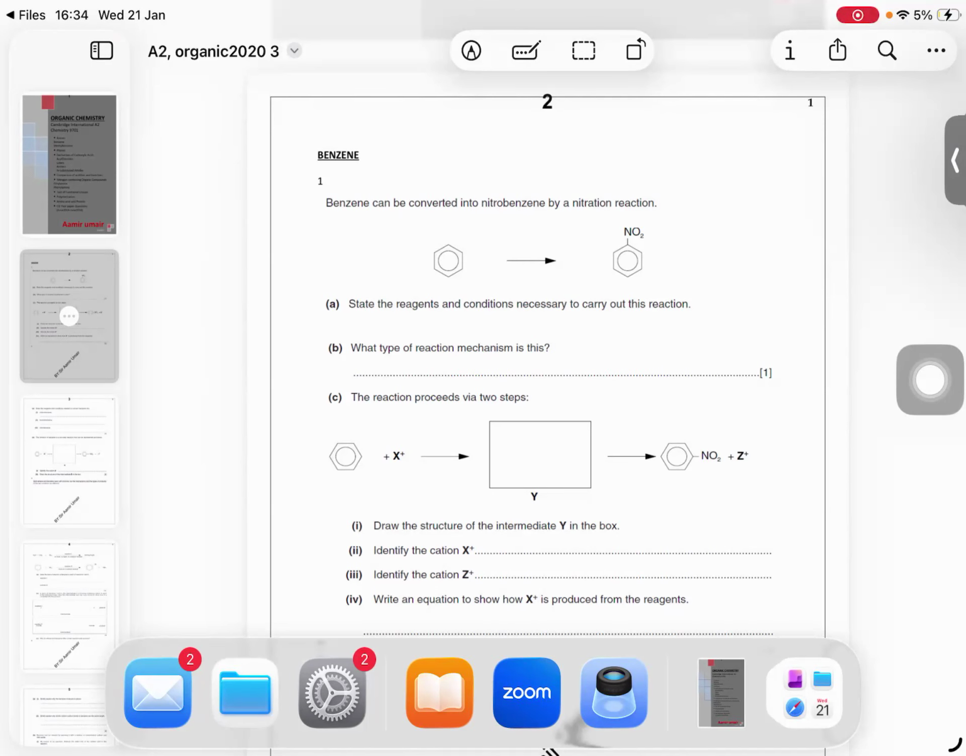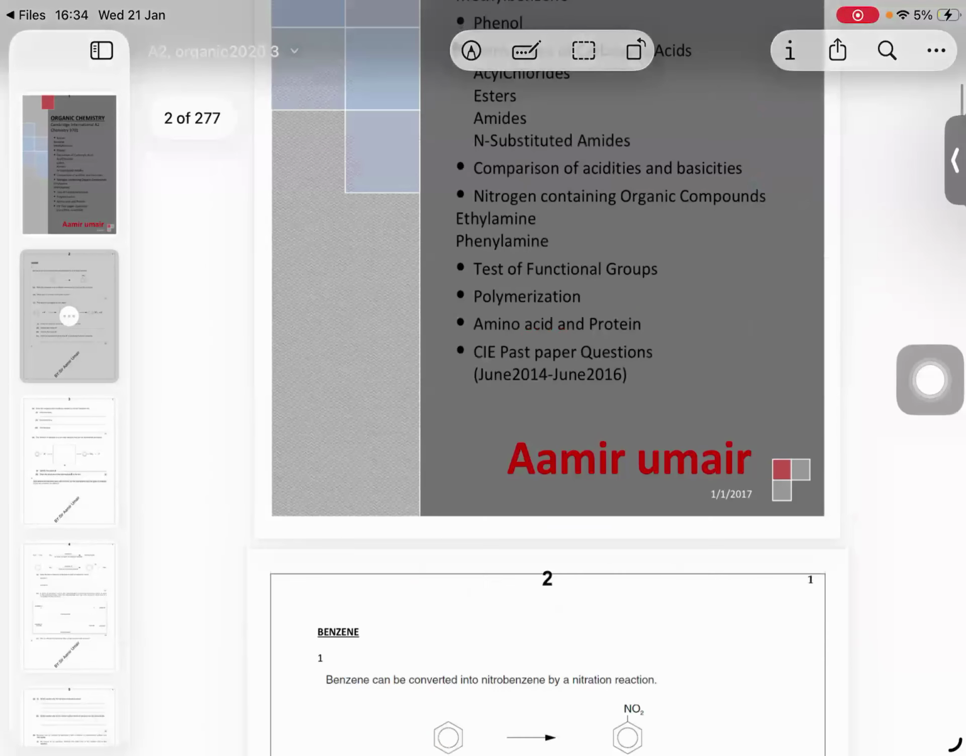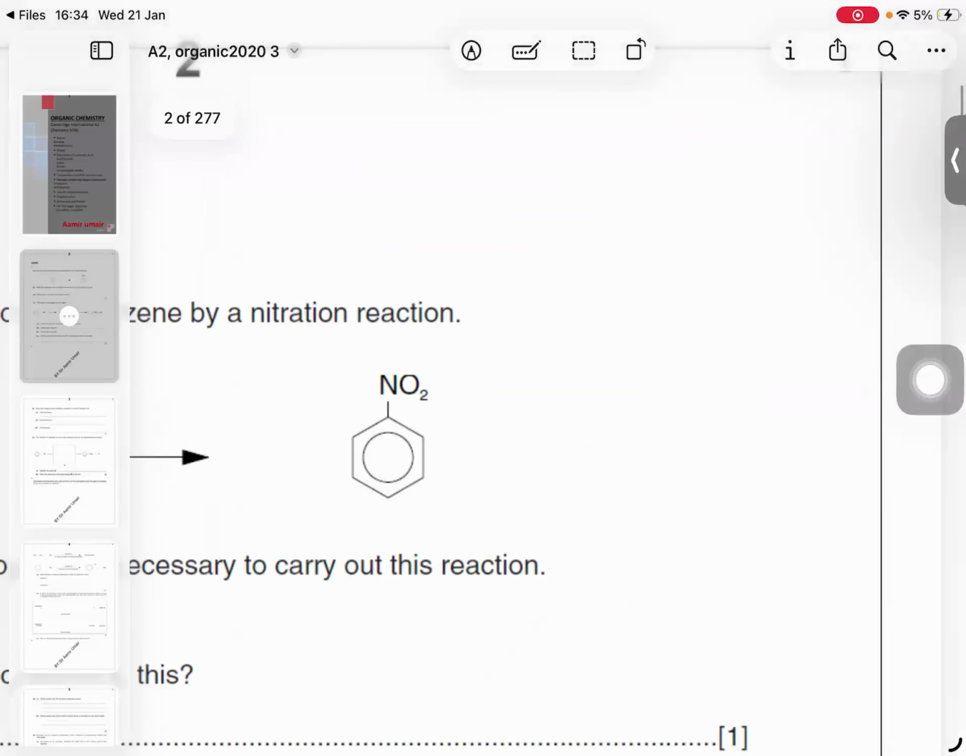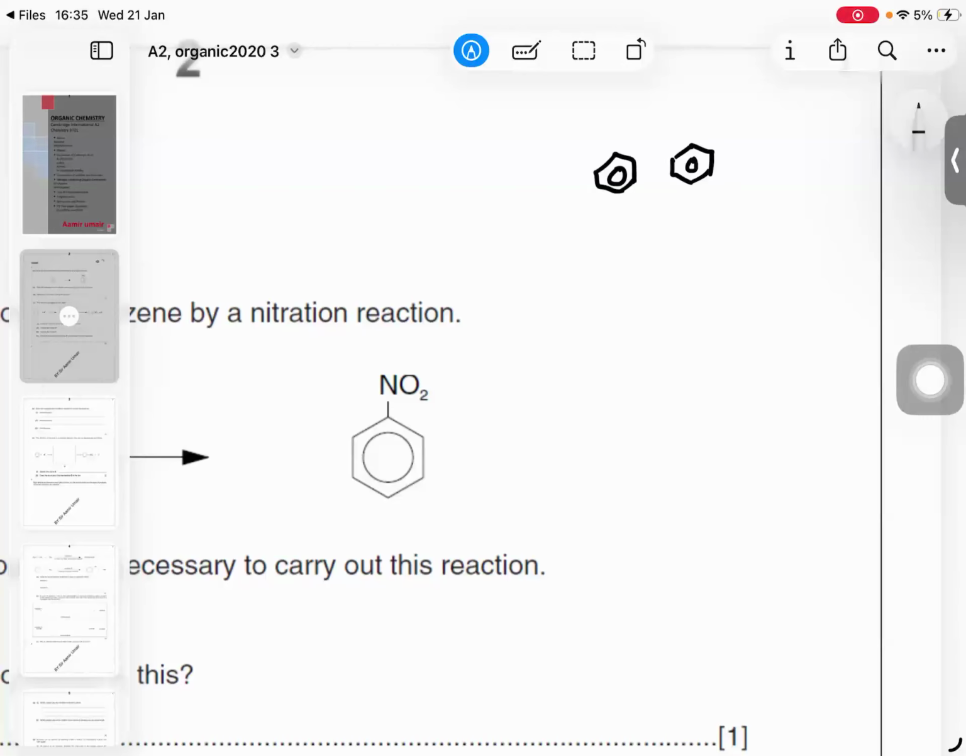Today we are going to discuss the past paper questions, the topics which we have done up till now. If I remind you, we have done the reactions of benzene, methyl benzene, reactions and preparations involving phenol, and we have also done phenylamine.